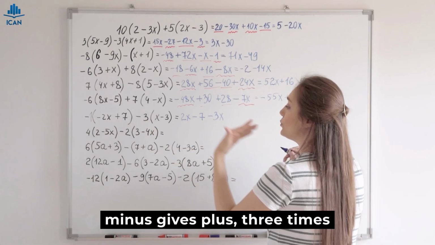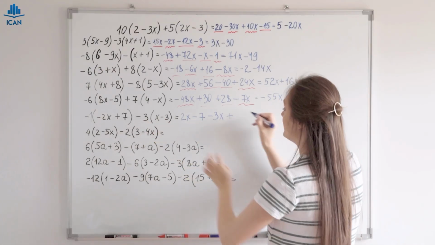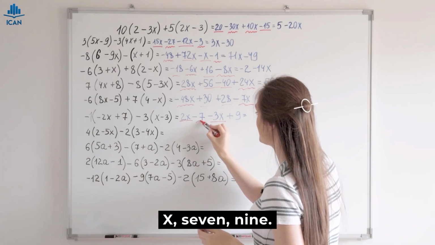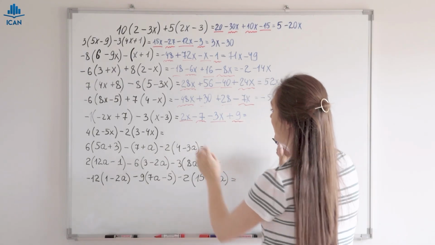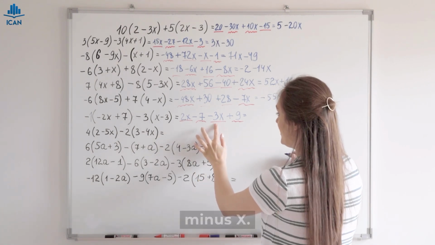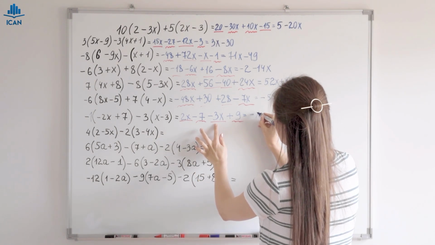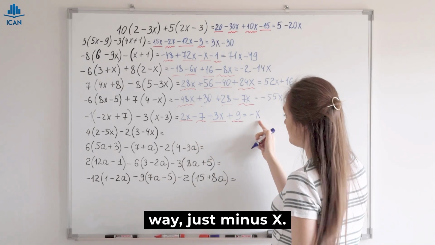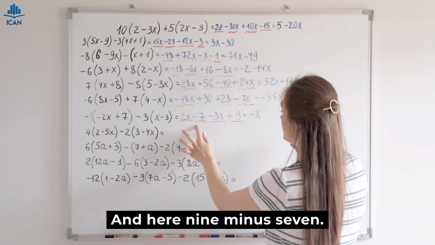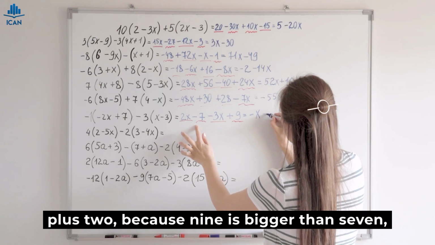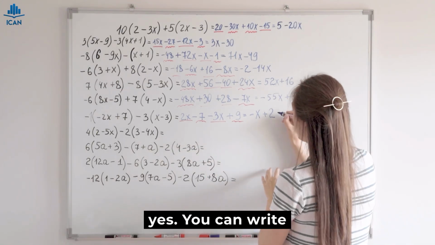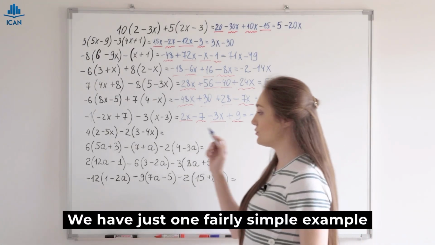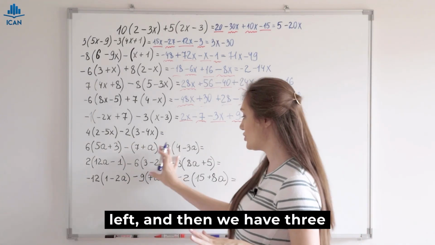And here, minus times minus gives plus. 3 times 3, 9. Awesome. So now we have 2x, 3x, 7, 9. 2x minus 3x is minus x. Or you can write minus 1x, but nobody writes it that way, just minus x. And here 9 minus 7 is plus 2, because 9 is bigger than 7. You can write it better like this: 2 minus x.